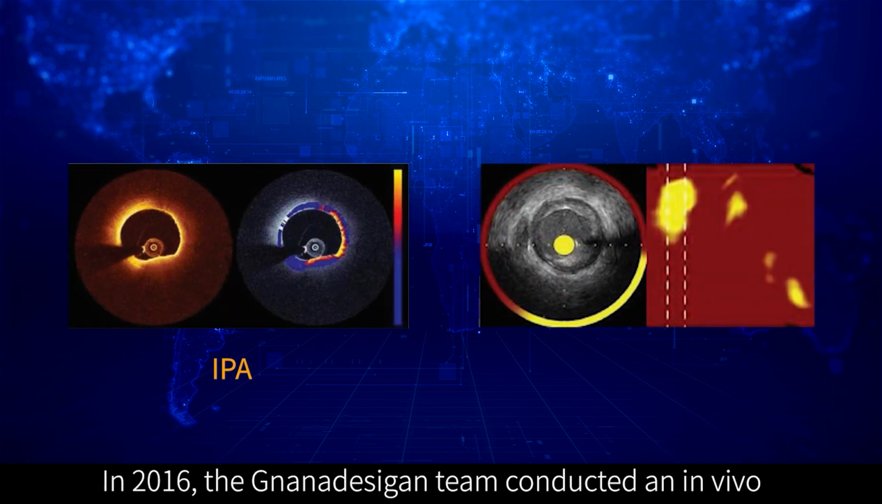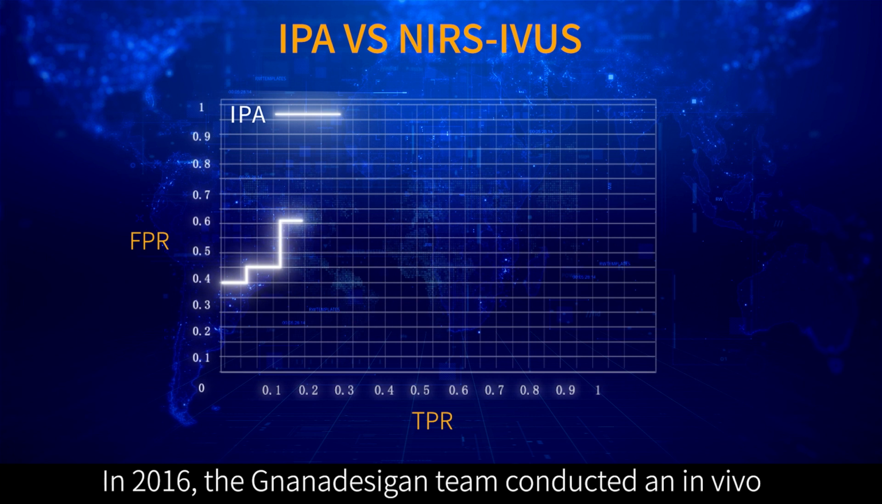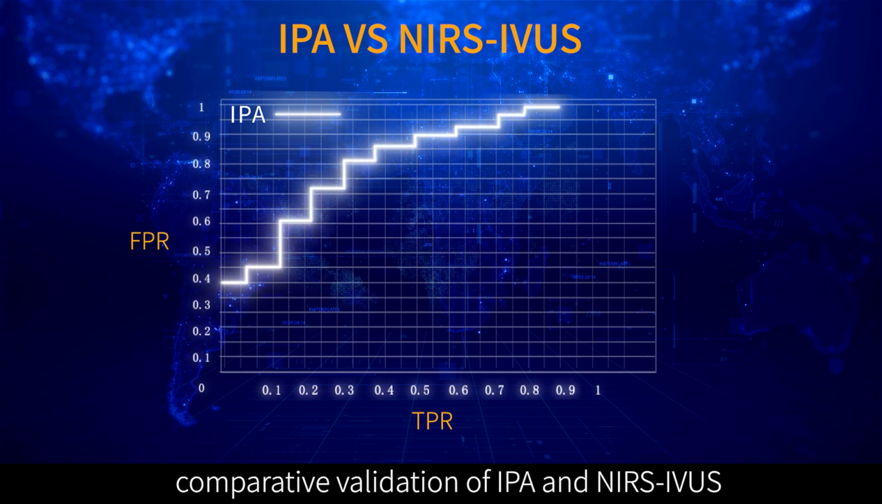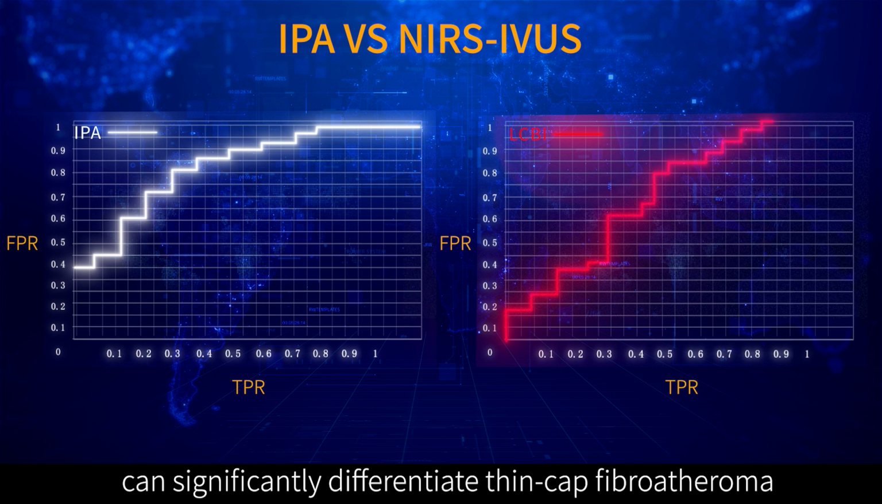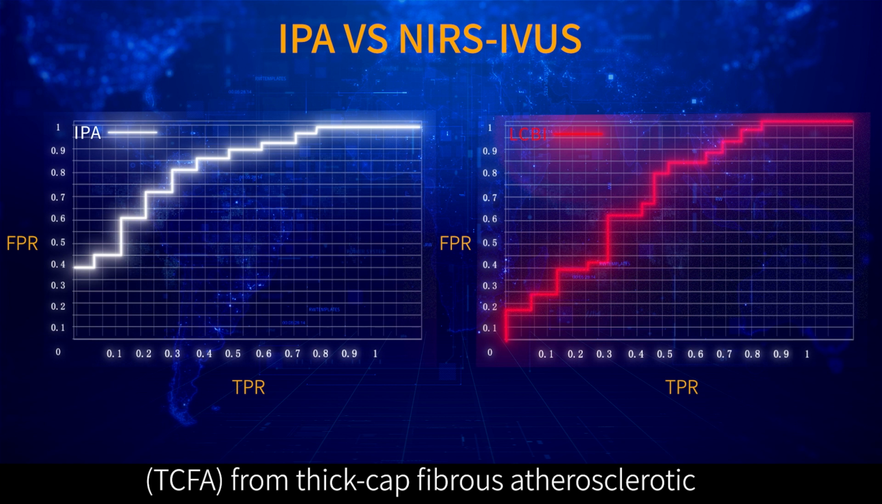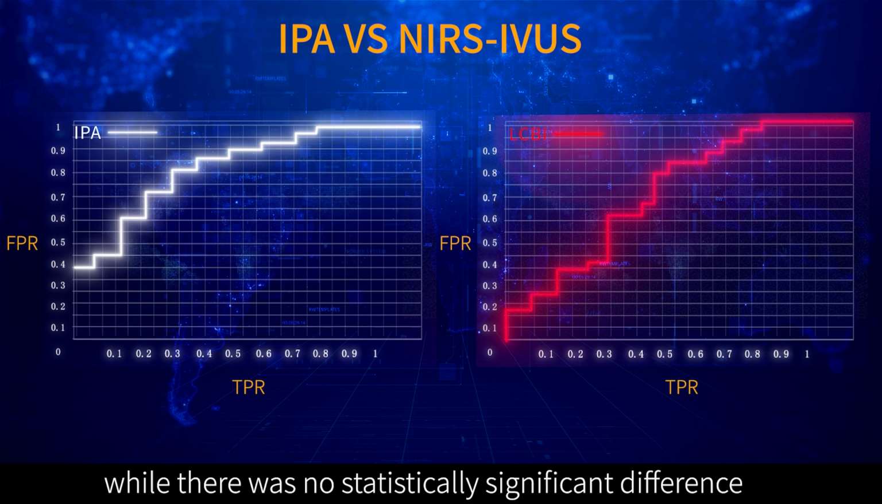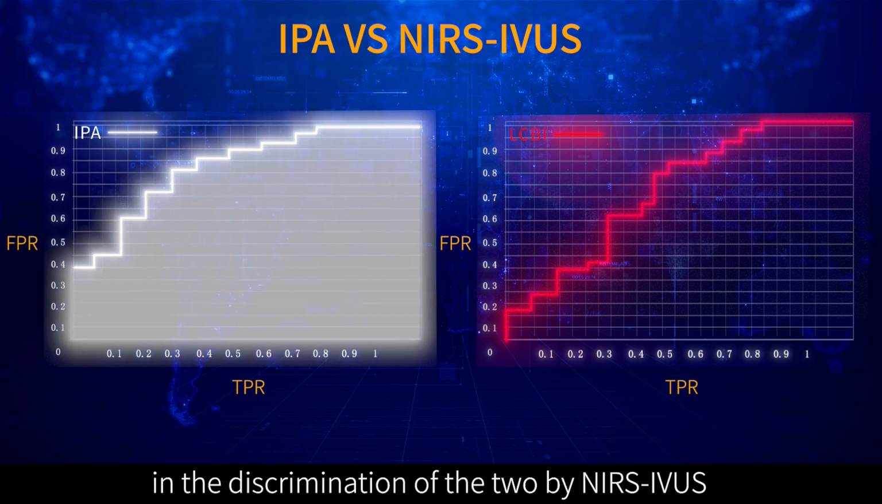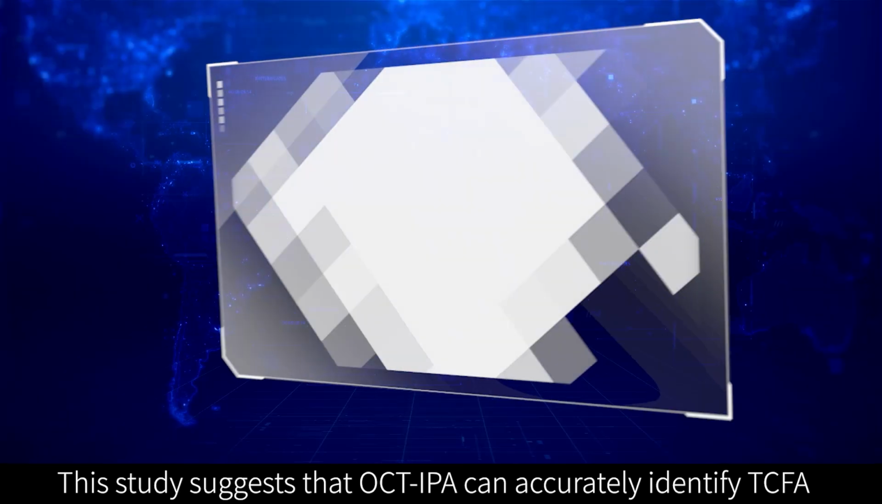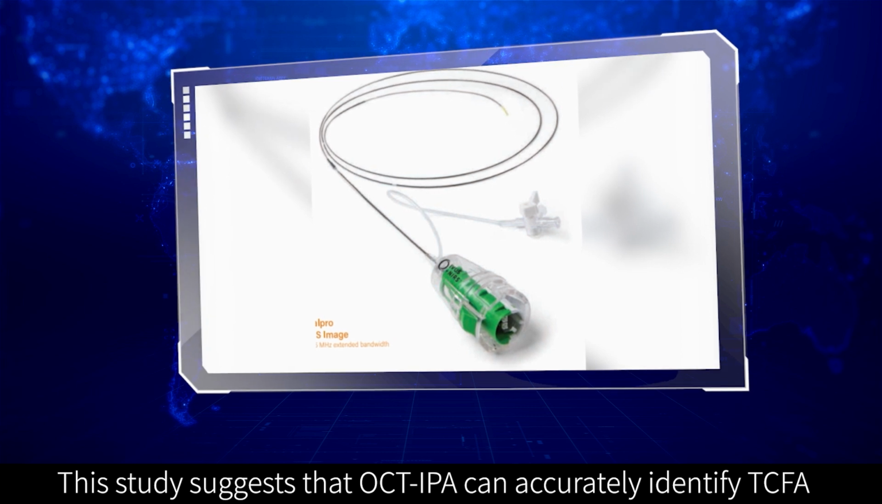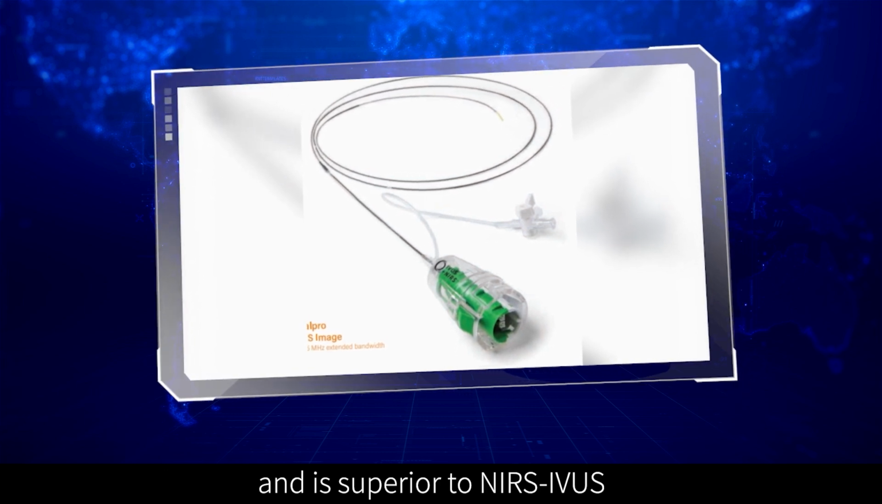In 2016, the Nanodesigan team conducted an in vivo comparative validation of IPA and NIRS-IWRS, and the results showed that IPA technology can significantly differentiate thin-cap fibroatheroma from thick-cap fibrous atherosclerotic, while there was no statistically significant difference in the discrimination of the two by NIRS-IWRS. This study suggests that OCT-IPA can accurately identify TCFA and is superior to NIRS-IWRS.